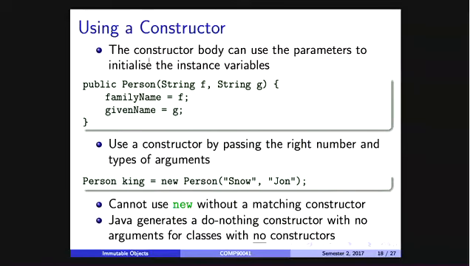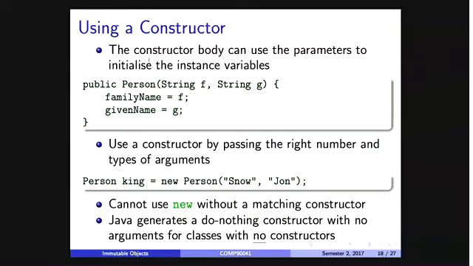Okay, so here's an example. Public Person, String F, String G, and now we can say familyName equals F, givenName equals G. This would be a pretty typical sort of constructor. It takes one parameter for each of the instance variables. It initializes the instance variable from the parameter. And so now we can say Person king equals new Person Snow, comma John. Yeah, it's a little out of date, but anyway.